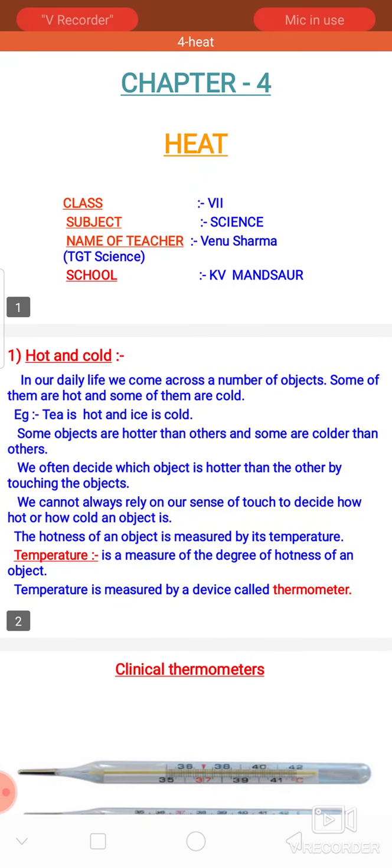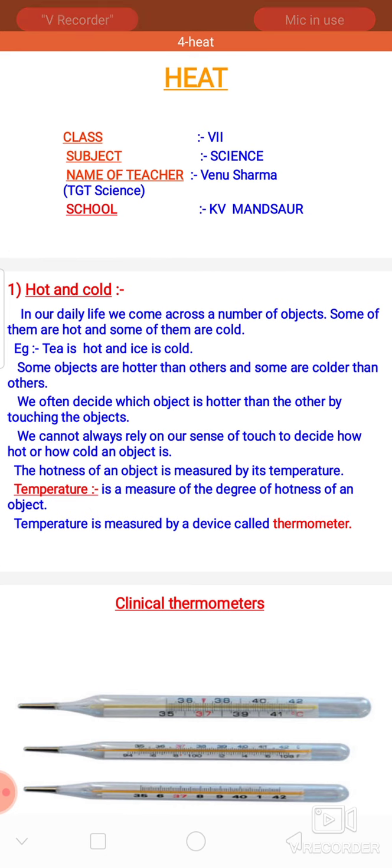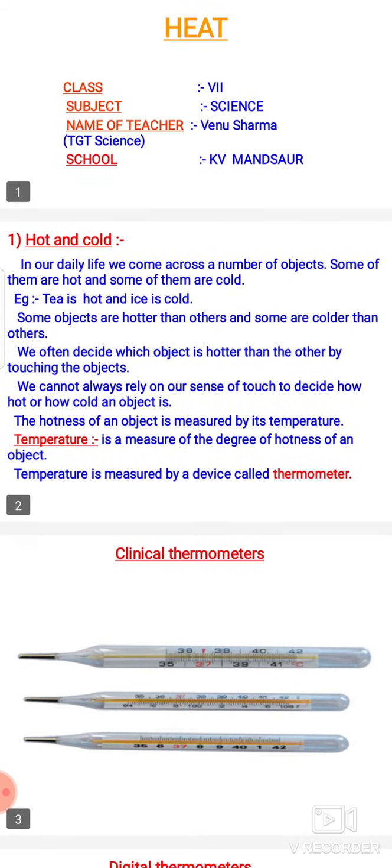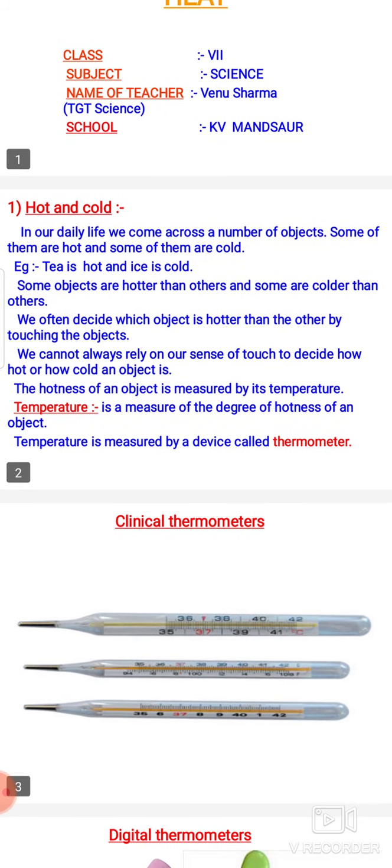And in the first slide you can see there are objects which are hot and cold. Some objects are hot and some objects are cold. Like you know that we take tea in the morning. Tea is hot. We take cold drinks and ice creams in summer. So cold drinks and ice creams are cold. Some objects are hotter than others and some are colder than others.